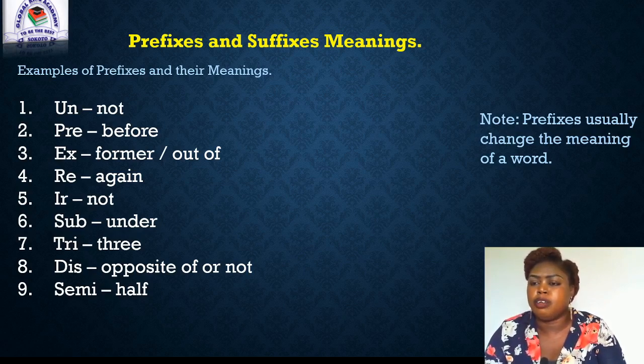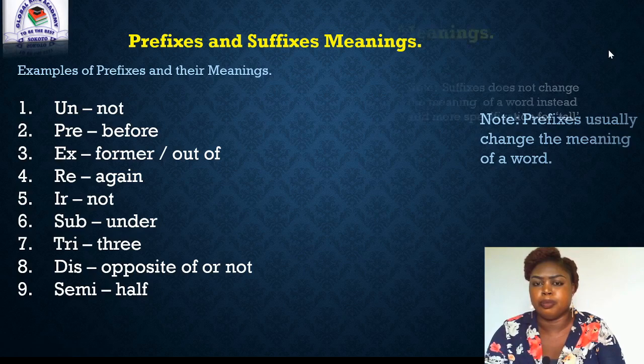Now we have a note here which says prefixes usually change the meaning of a word. So when we have prefixes attached to a word, it changes the meaning of that particular word.